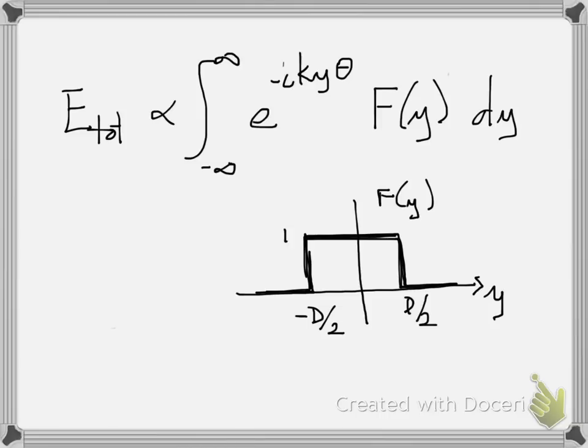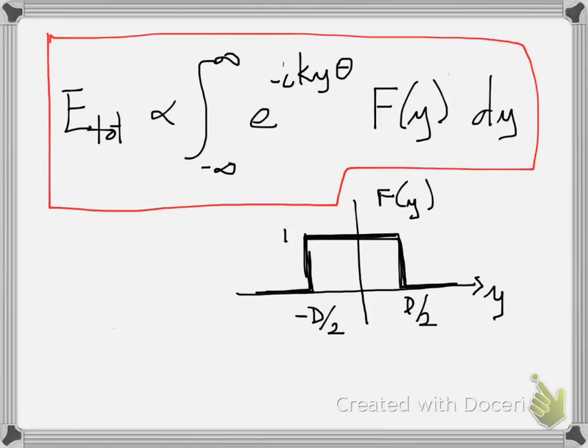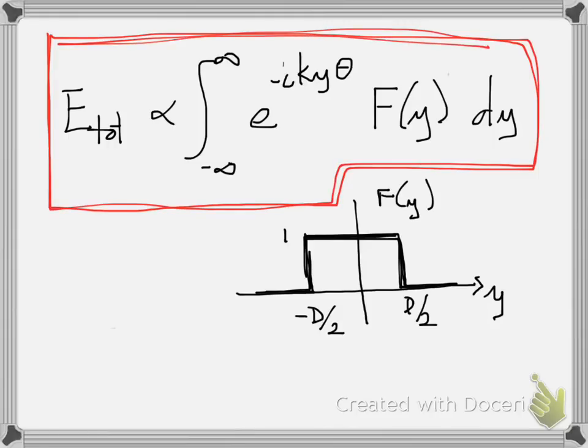Okay, well, it turns out, for those of you who have learned about them, this is basically the expression of a Fourier transform, where E total is the Fourier transform of f of y. And this is basically the reason why we care about Fourier transforms when we're looking at the optics of a telescope.